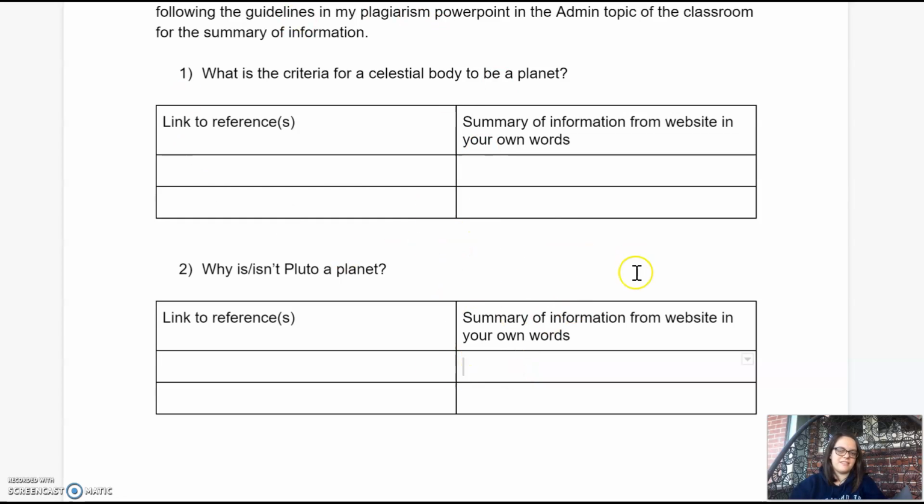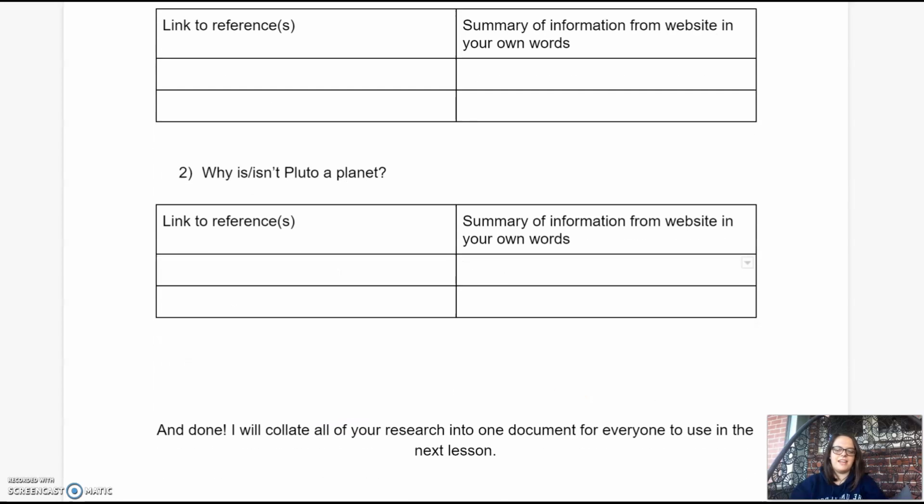So what does a celestial body need to do to be a planet? And why is or isn't Pluto a planet? You just need one or two or more references and their summaries, and then you're done.